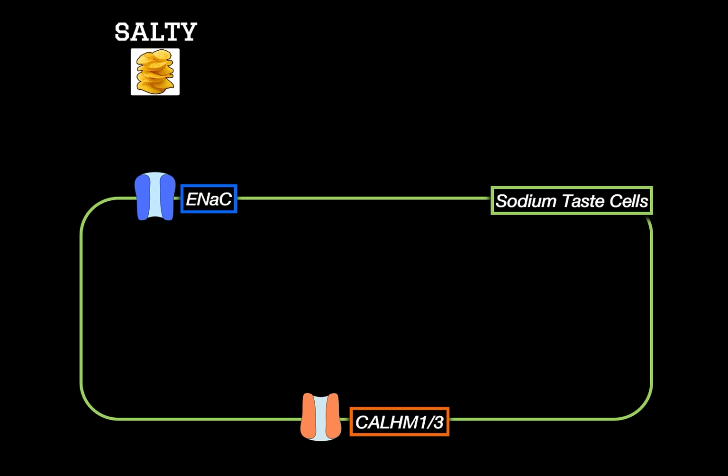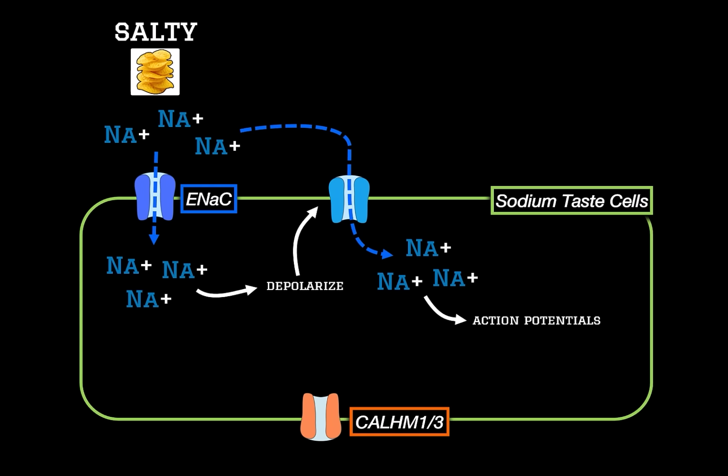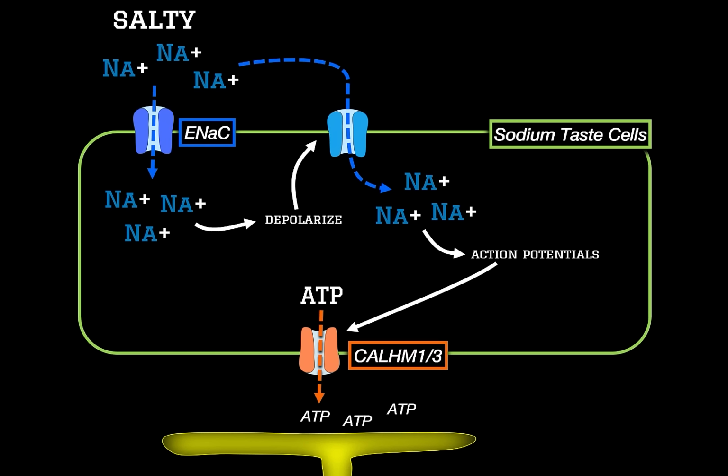Now here's how it works. When sodium from food dissolves in saliva and enters through the taste pore, it passes through ENaC channels into these specialized salt detecting cells. That inward rush of sodium depolarizes the cell membrane. Once depolarization reaches a threshold, it triggers voltage-gated sodium channels to open, and these generate full action potentials. Just like in neurons, these action potentials then activate the CALHM13 channels, which release ATP directly onto the sensory nerve fibers below through what is called a channel synapse.